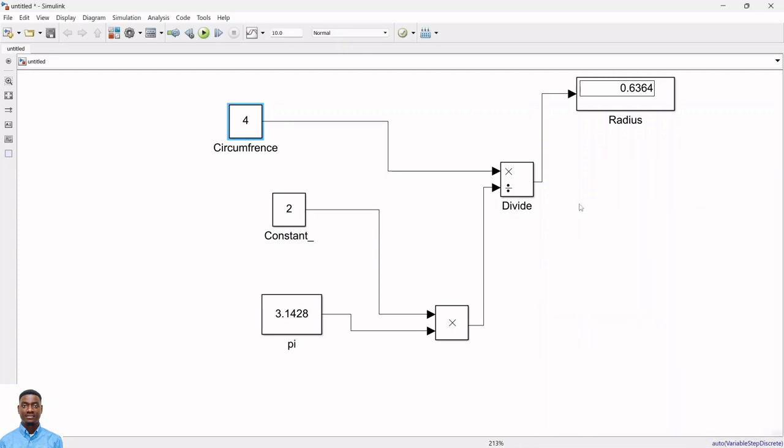Simulink is a visual programming environment, which is an application in MATLAB. So all these are your blocks, and all these lines are referred to as your signal lines. On this signal line, the value of 4 is what is on this signal line. On this line is the value of 2. On this line it is 3.1428. And on this line is the product of these two.